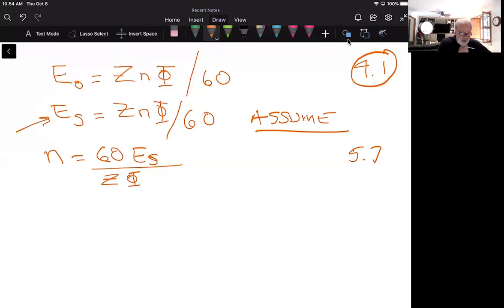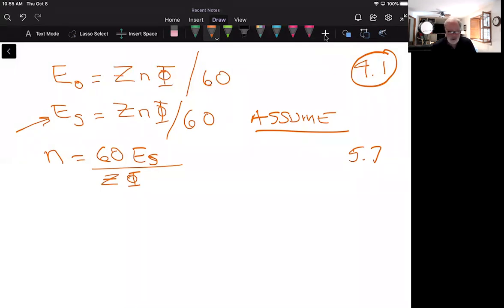And what it shows, we can look at that equation and see that the speed is directly proportional to the supply voltage and inversely proportional to the flux per pole. Now, this is going to come in very useful soon, and we'll see that as we go forward.